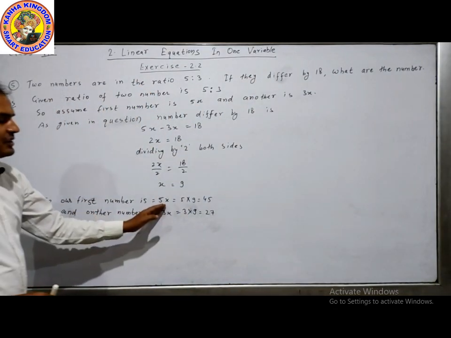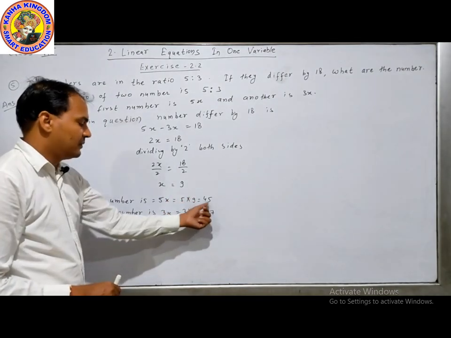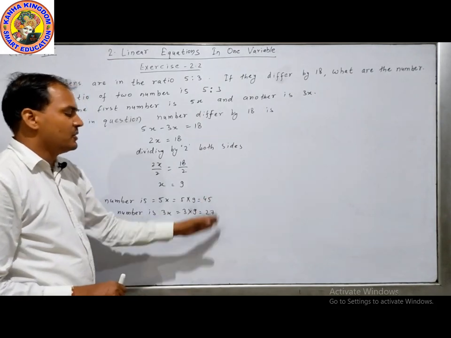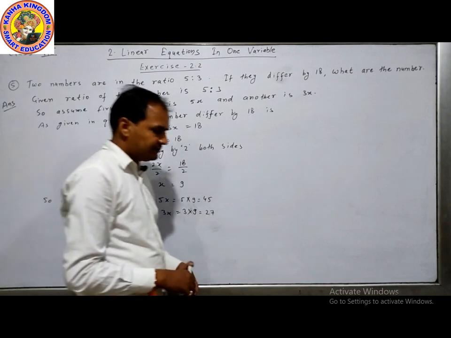The first number is 5x. Put the value of x. X is 9. 5 into 9, 45. Another number is 3x. 3 into 9, 27. Our two numbers are 45 and 27.